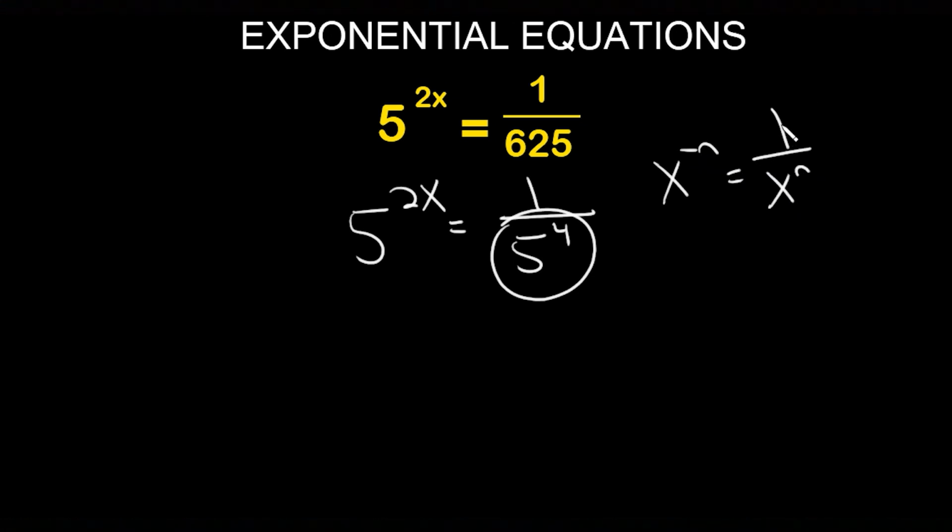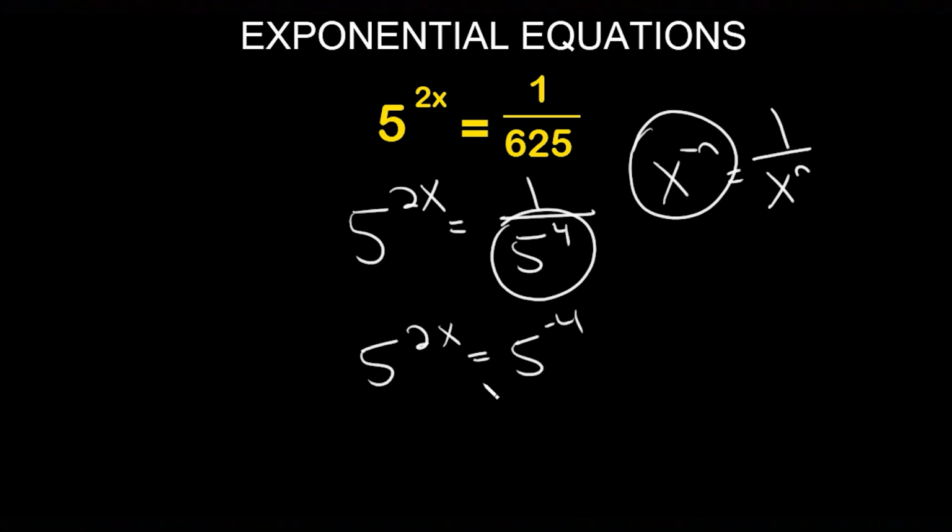So if I have 1 over x to the n, I can write it as x to the negative n. So picture this 5 as my x, this 4 as my n. To get it in this format here, I'm just going to make the exponent negative. So for example, I'm going to rewrite it as 5 to the 2x equal to 5 to the negative 4. Okay, it's the same thing.